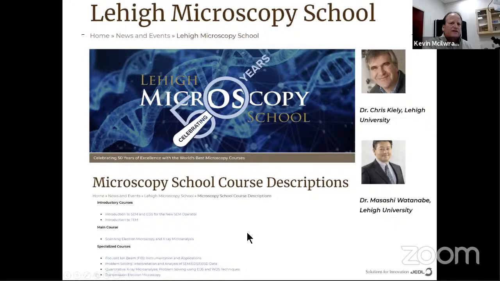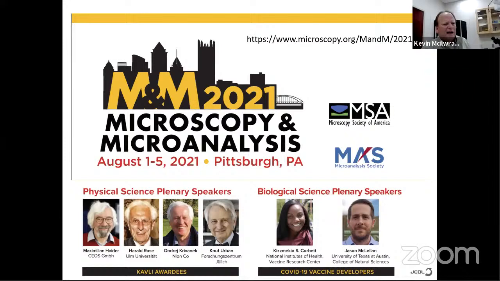And then again, if you want to follow up, I think it's $20 or $30 to join this year's M&M meeting remotely. And that'll be August 1st to the 15th with speakers like Haider, Rose, and Krivanek, who built their own CS correctors.